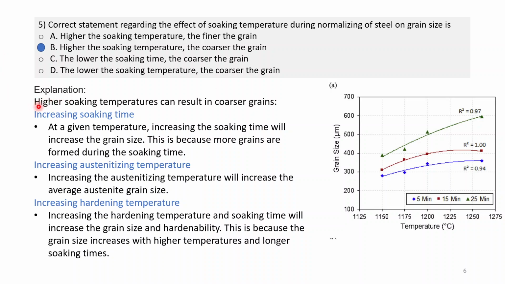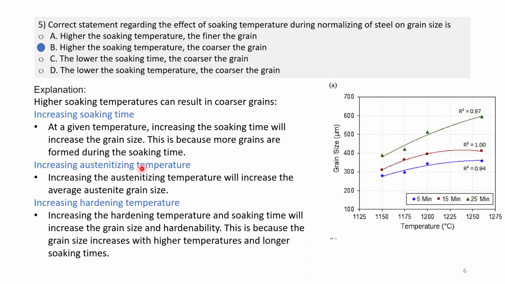So in explanation we can see higher soaking temperature can result in coarser grains, and increasing soaking time does the same. At a given temperature, here you can see at 1175 with 3 different times, with increasing time you are seeing higher grain size. So increasing soaking time will increase grain size. This is because more grains are formed during the soaking time.